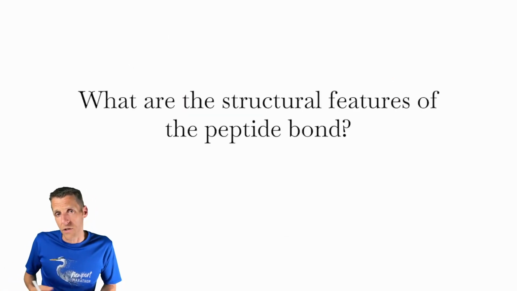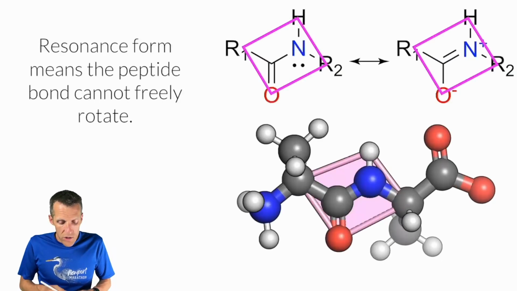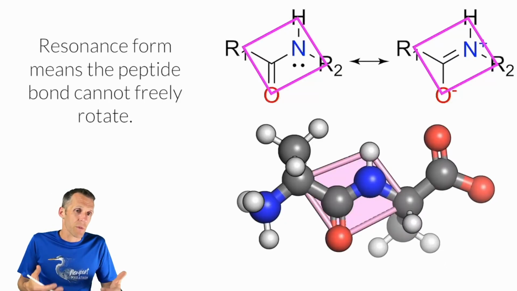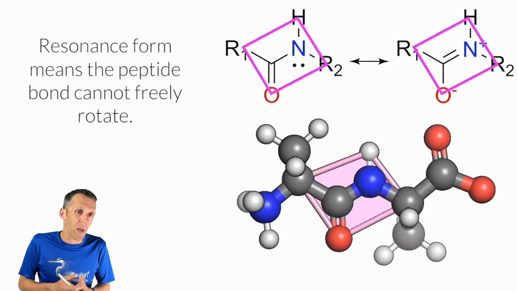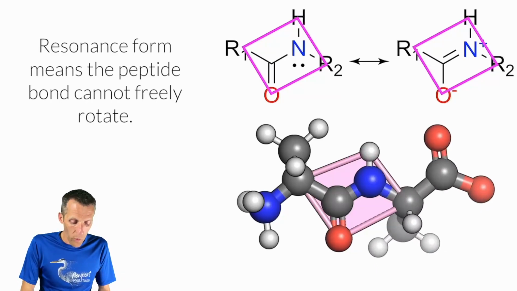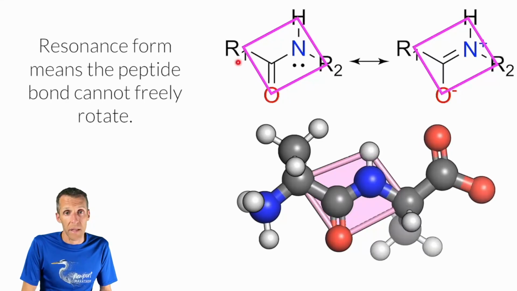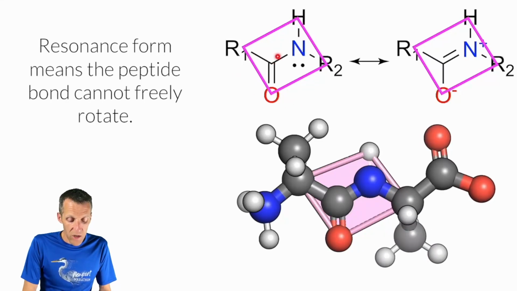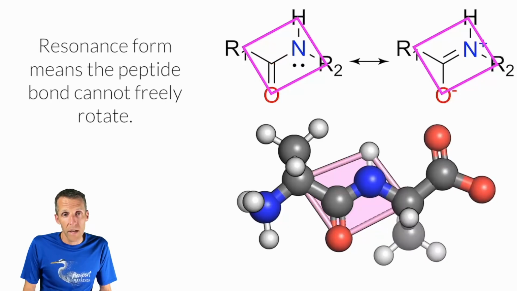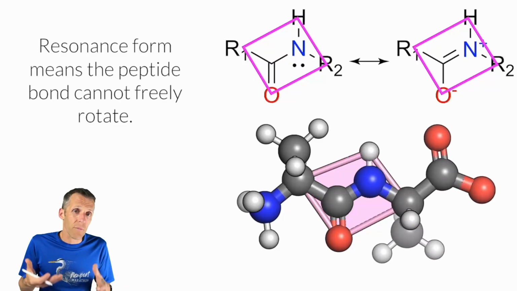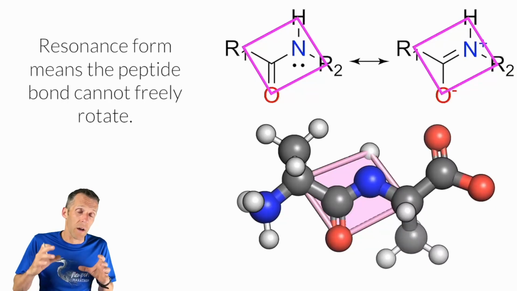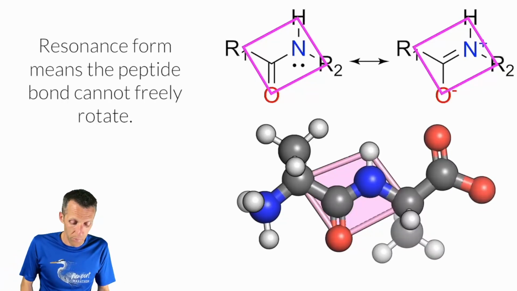What are the structural features of peptide bonds? So one of the interesting things comes straight out of that resonance form. That resonance form means that the peptide bond can't actually rotate. So the way we normally draw the peptide bond is something like this here, right? Where we've got a single bond attaching the nitrogen to the carbon, and you might look at that and say, oh yeah, that can totally spin around and rotate. But because of this resonance form, this peptide bond is actually constrained to be within the plane.